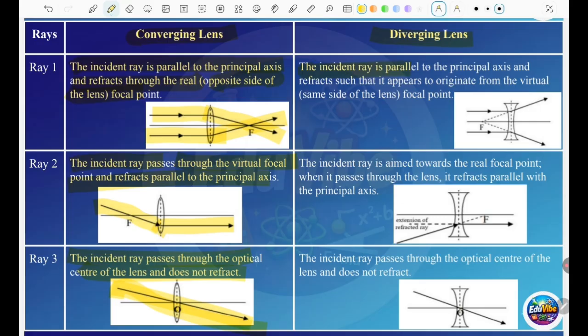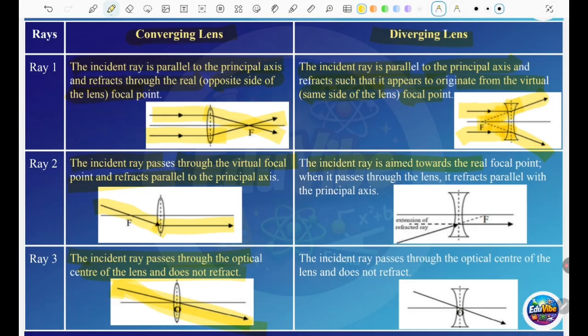For a divergent lens, the incident ray is parallel to the principal axis and refracts such that it appears to originate from the virtual focal point of the lens. So the rays parallel to the principal axis are refracted, and their refracted rays make a dotted line to the principal focus, or focal point, and form the image, which is virtual. The dotted line always makes virtual images.